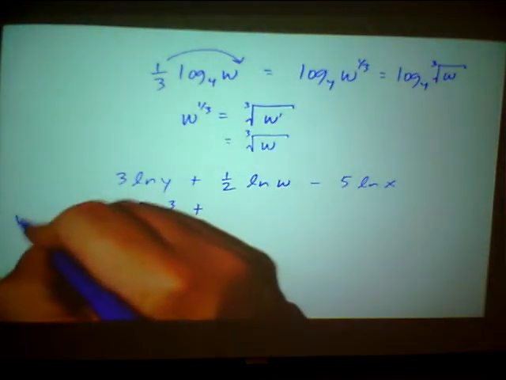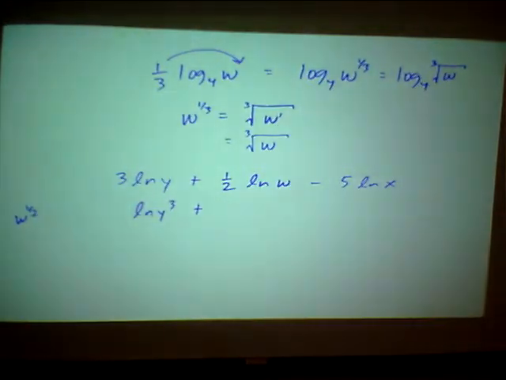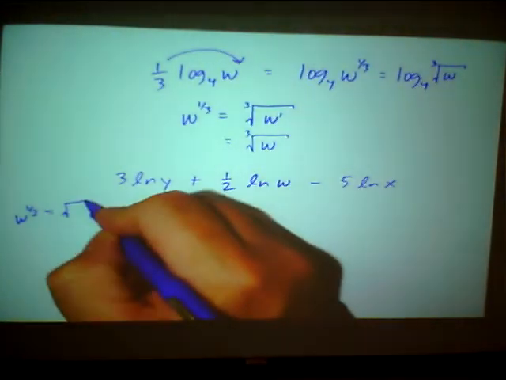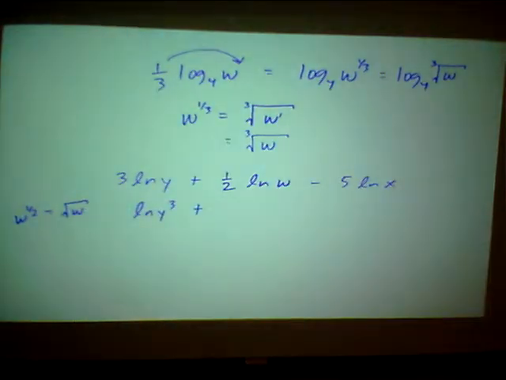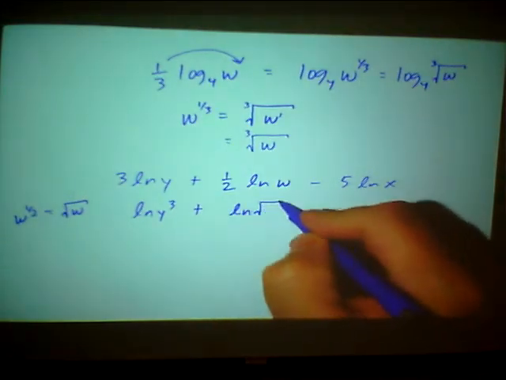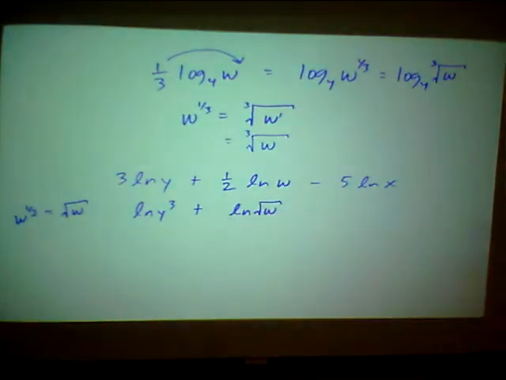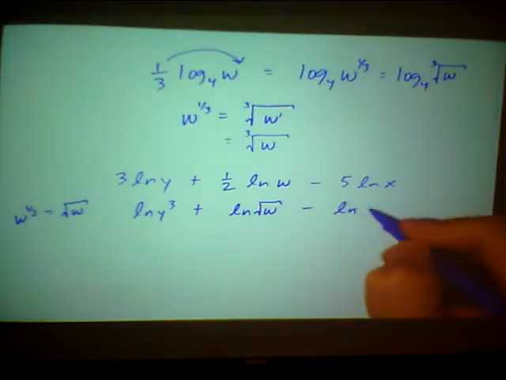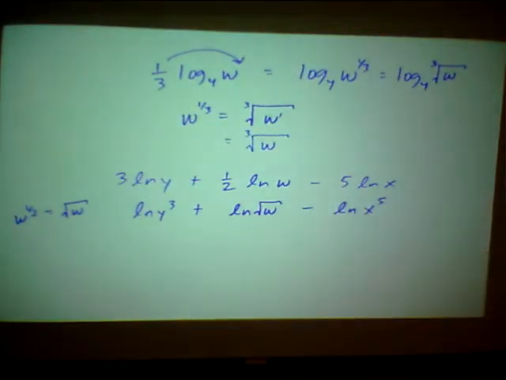Let's think about that for a minute. Let's save some time. What is w to the 1/2 going to be as a radical? W to the 1/2 is the square root of w. So this is going to be natural log of square root of w minus natural log of x to the 5th.